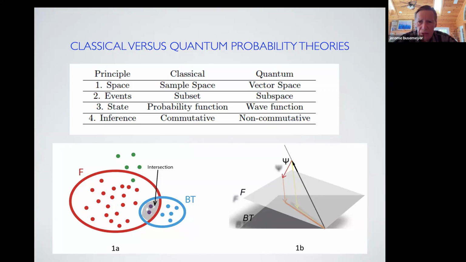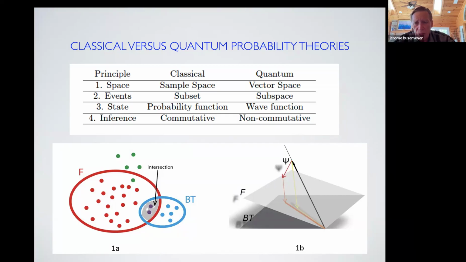But when you change to subspaces, you have a different logic. It's called quantum logic, a whole other field of logic. The quantum logic of subspaces is not Boolean. It's what we call partial Boolean, but it's not fully Boolean. So, for example, closure doesn't necessarily hold. In this figure, the plane representing F is one of the subspaces in the vector space. The event BT is another subspace in the vector space, but there is no subspace representing F and BT.